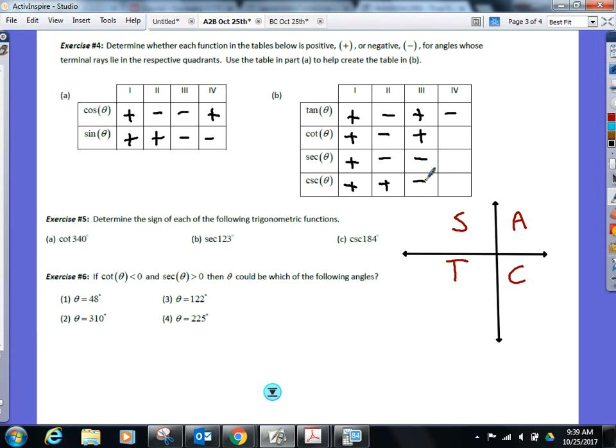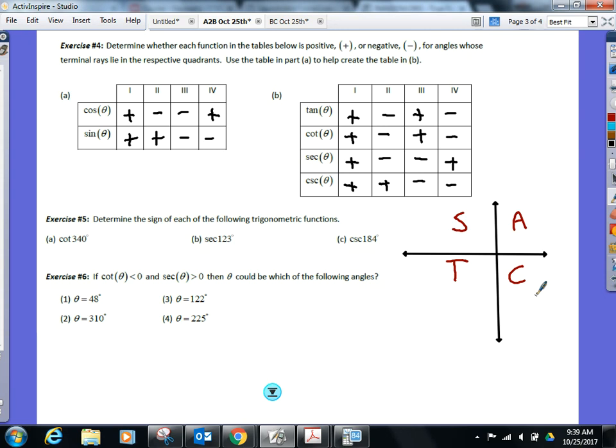And then finally, cosine and its reciprocal now, which is secant, is positive in the fourth. So not only are these positive, but so are its reciprocals. Everything else still negative. Okay? Questions? Okay, let's try a couple out here with 5 and 6, and we'll go back to the beginning.